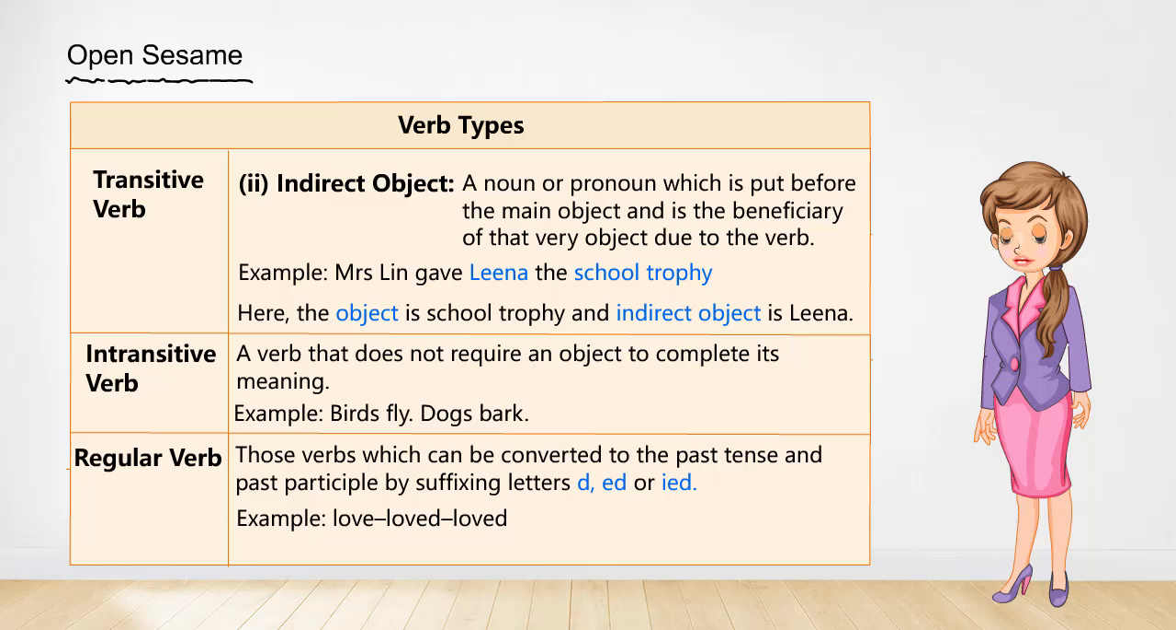Intransitive verb: a verb that does not require an object to complete its meaning. Example: birds fly, dogs bark.